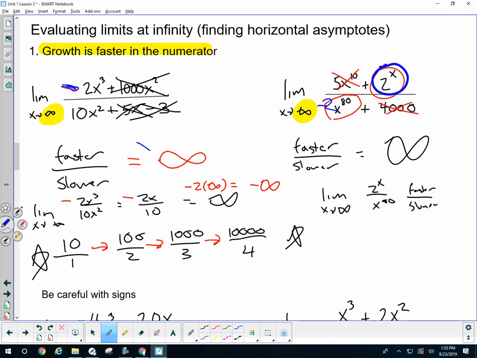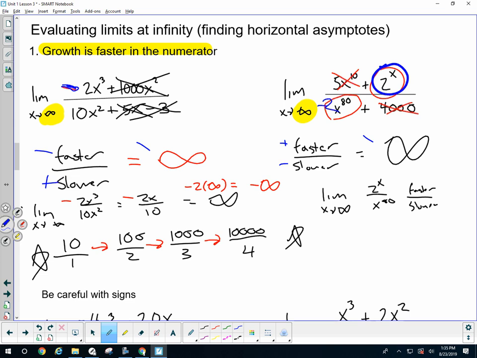Because it'd be a faster, but it'd be a positive number. But in the denominator, it'd be a slower growth, but it'd be a negative number. Negative. Here, faster but a negative, slower but a positive, negative. You can think of it that way as well. So you need to be careful with your signs.